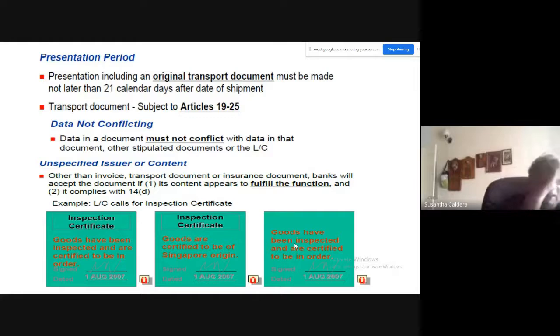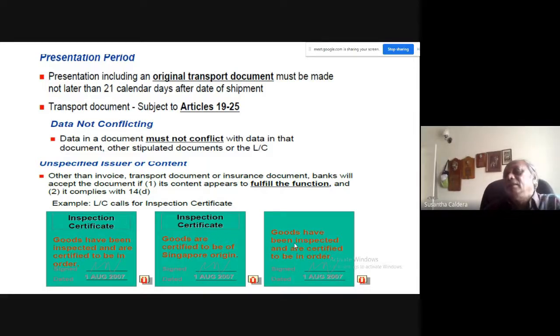When it comes to the invoice, it has to be issued by the beneficiary. That's a must. The transport document has to be issued by the shipping company or transport agent. The insurance document must be issued by the insurance company or the agent. Right? The bank will accept the other documents if the contents appear to fulfill the function.